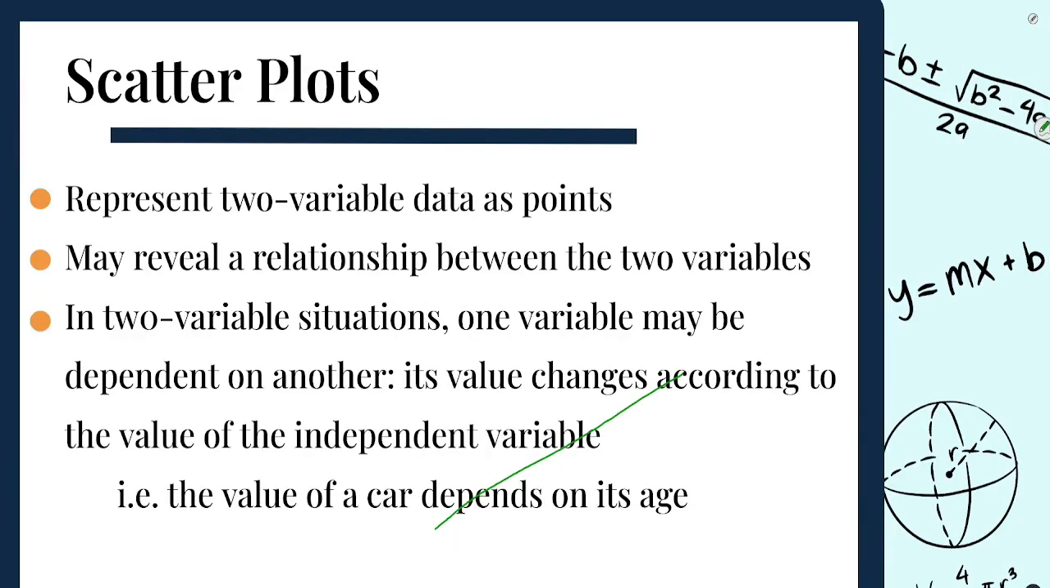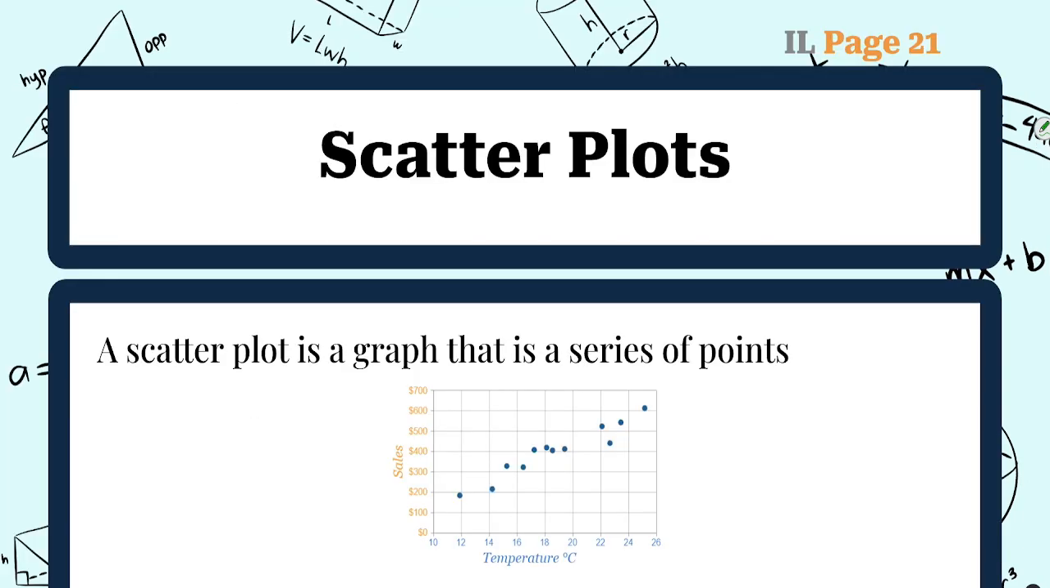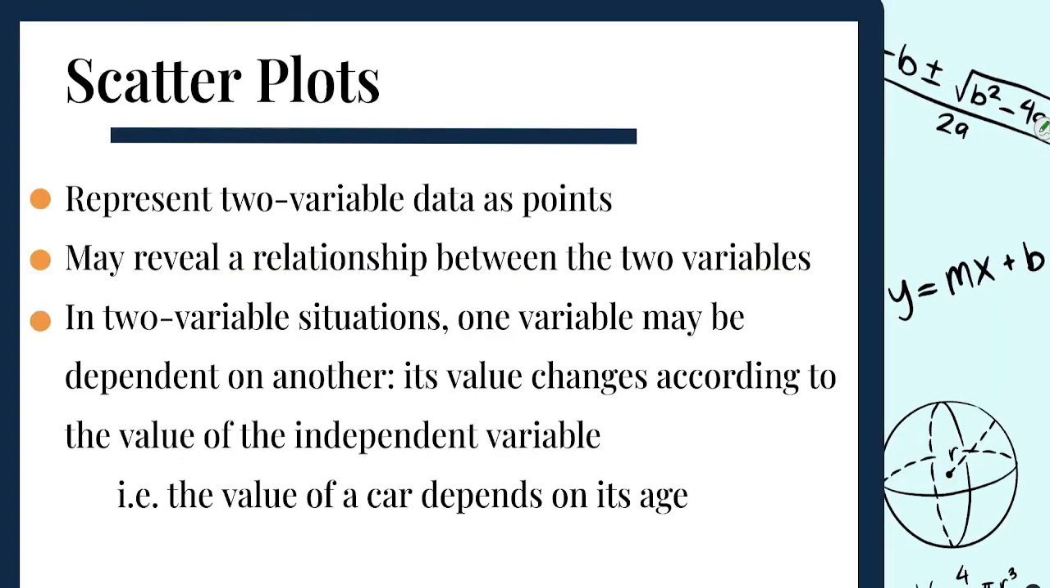Now, scatter plots, as we just talked about, represent two variable data as points. They may reveal a relationship between the two variables, much like the example we just talked about. As the temperature rises, so do the sales. In two variable situations, one variable may be dependent on another. That means its value changes according to the value of the independent variable. For example, the value of a car depends on its age. So we have one dependent variable and one independent.